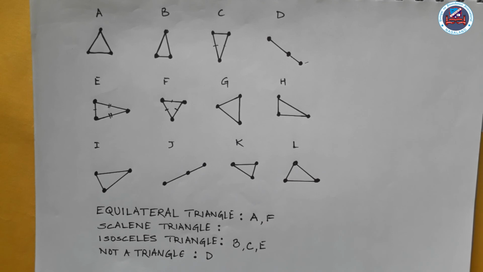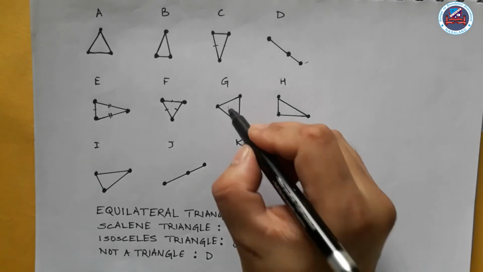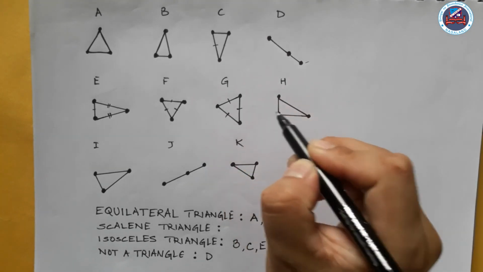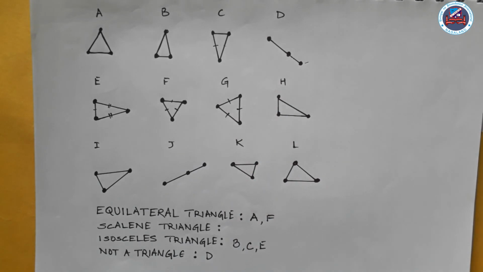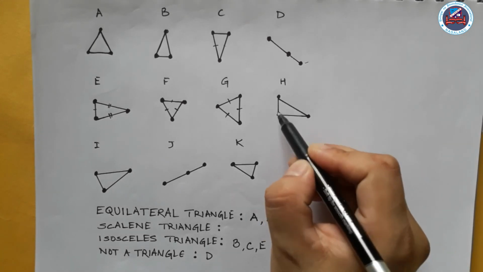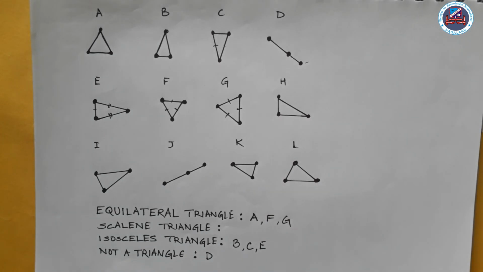Now what about G? Now G also looks the same. Now all the three lines are same, so this is also a equilateral triangle. Now what about H? We have this line and this line and this line. You can easily notice that all three lines are different. So it becomes a scalene triangle. So H is a scalene triangle.